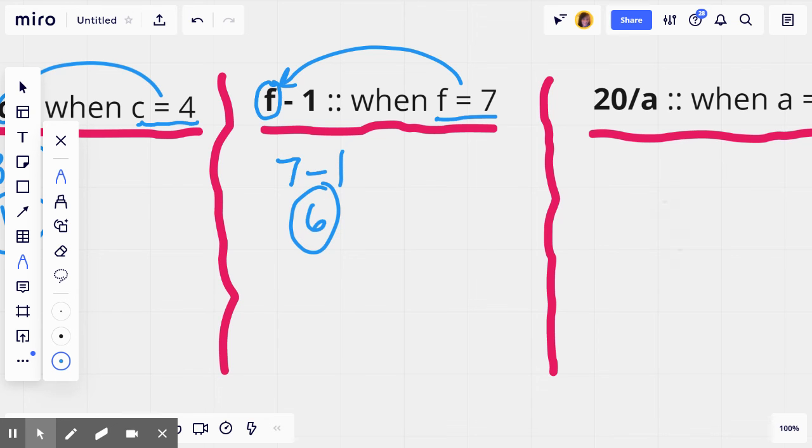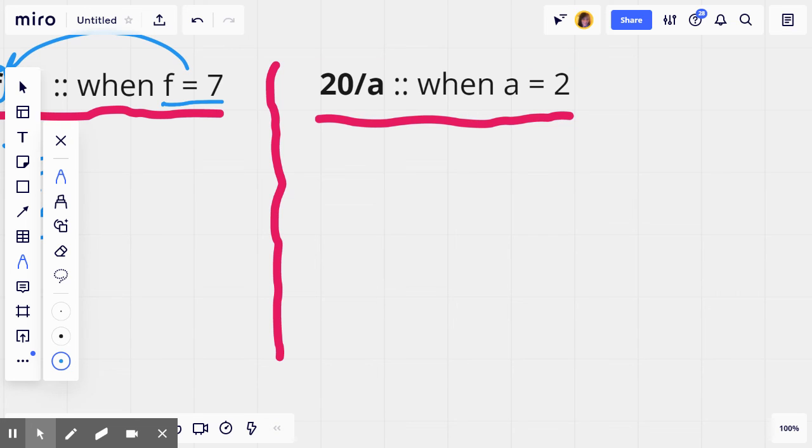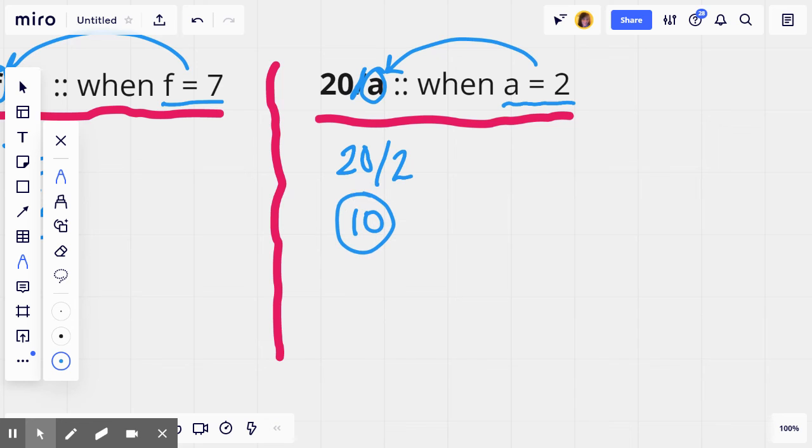Done. Last one. How about 20/a? What do they want us to do there? Well, I know that when I see a slash, that's telling me to divide. And I also know that if they're telling me a is the same as 2, that wherever I see an a, I can write a 2. So I'm going to rewrite this, 20 divided by 2. And I know that 20 divided by 2 is 10. Ta-da! So that is your review on evaluating.